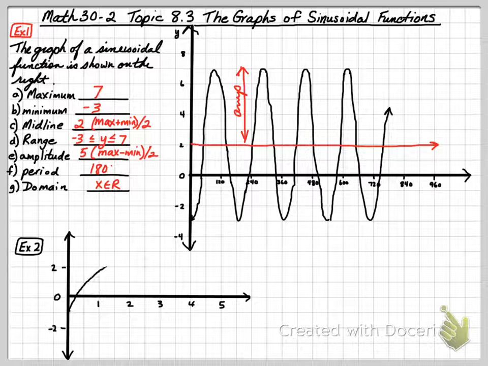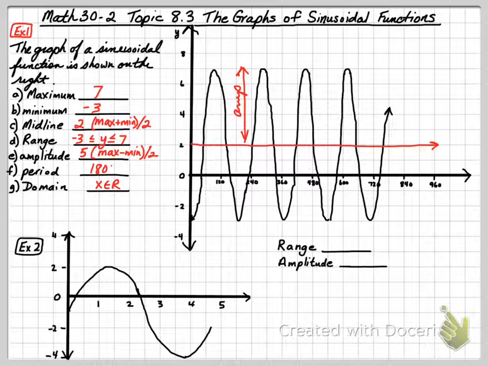Let's do another example. This one's going to be in radians. So when you look at this and graph this, the first graph, your calculator had to be in degree mode. The second one, your calculator had to be in radian mode. In example 2, we're going to do the same thing. We're going to look at the range, the amplitude, the midline, and the period. Well, the range. Notice that graph is going to range from the lowest of -4 up to a maximum of +2.